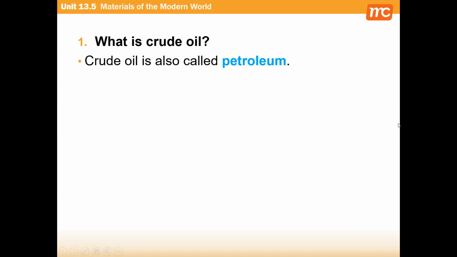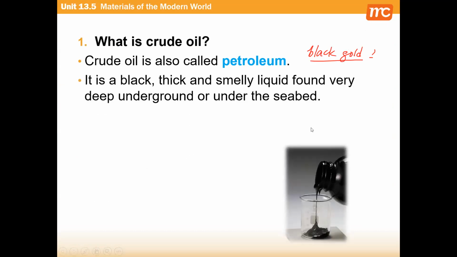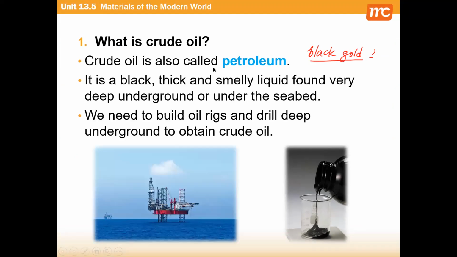Have you ever heard of the term black gold? It tells you how precious and how valuable it is. Very high, they are of high value. Don't judge from the appearance. They are black, thick, smelly, very sticky. They are found very deep underground or under the seabed. What places would have a very abundant source of crude oil? Do you know? In the world, do you know?